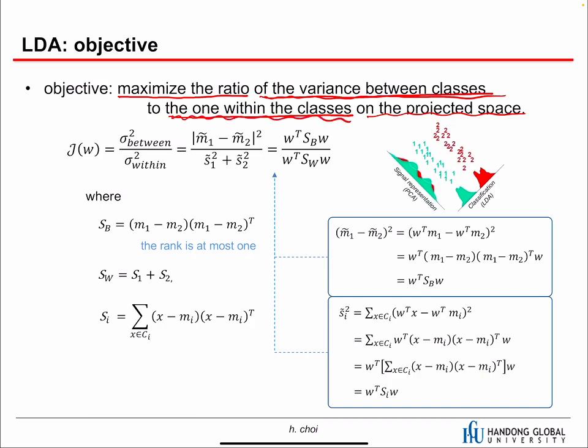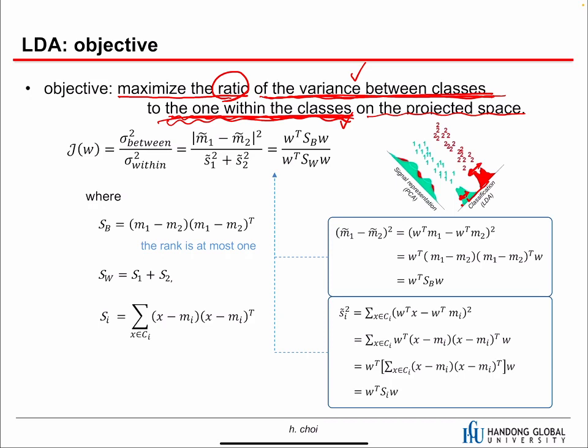So we have to maximize and minimize at the same time. Instead of maximizing and minimizing at the same time, we just use the ratio of this one and this one. By maximizing the variance between classes, we want to maximize this distance between the classes on the projected space. And then we want to minimize the variance within the classes, which means we want to minimize this variance and this variance. That makes sense. Okay, so that's the objective of LDA.